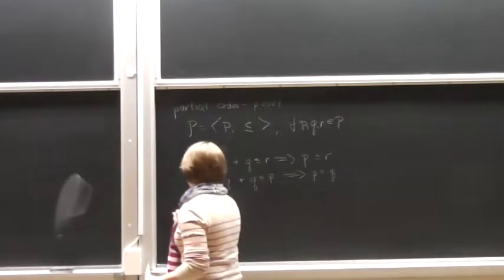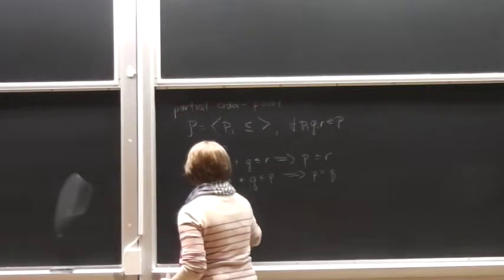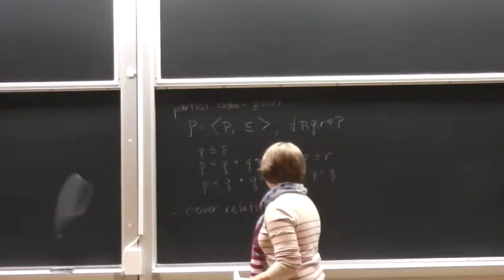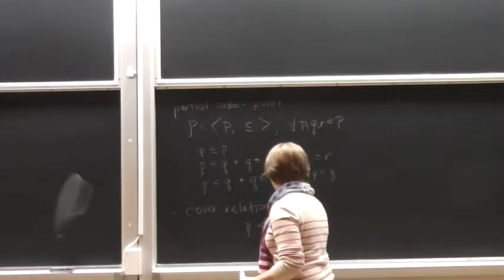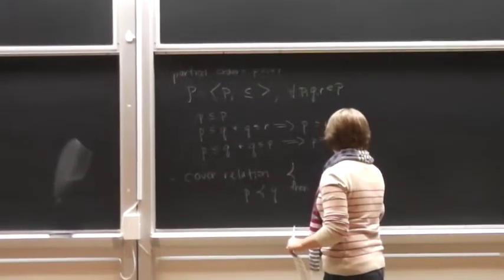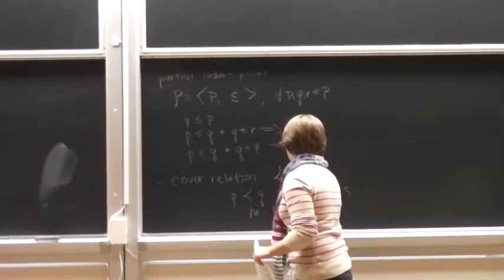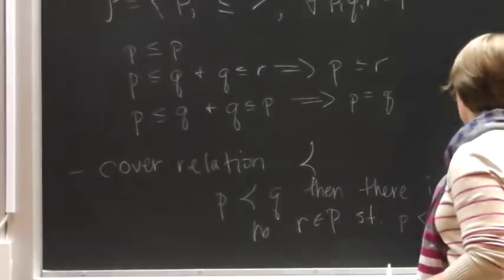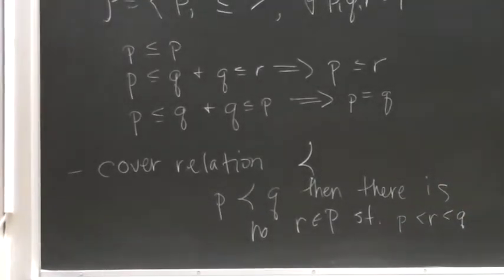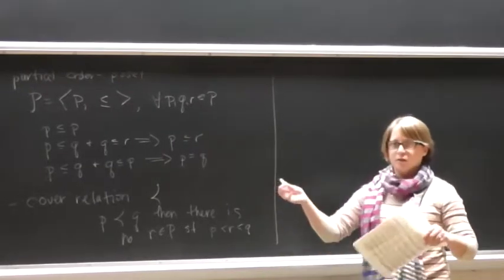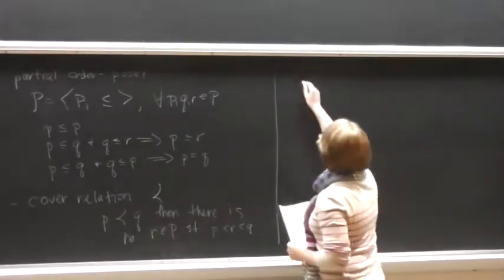And then we have in particular the cover relation, which is the curly less than. So if p is covered by q, then there is no r in P such that p is less than r is less than q. So q is immediately above p, there's nothing else between them, and they're not equal. So this cover relation can be used to draw a poset in the Hasse diagram.